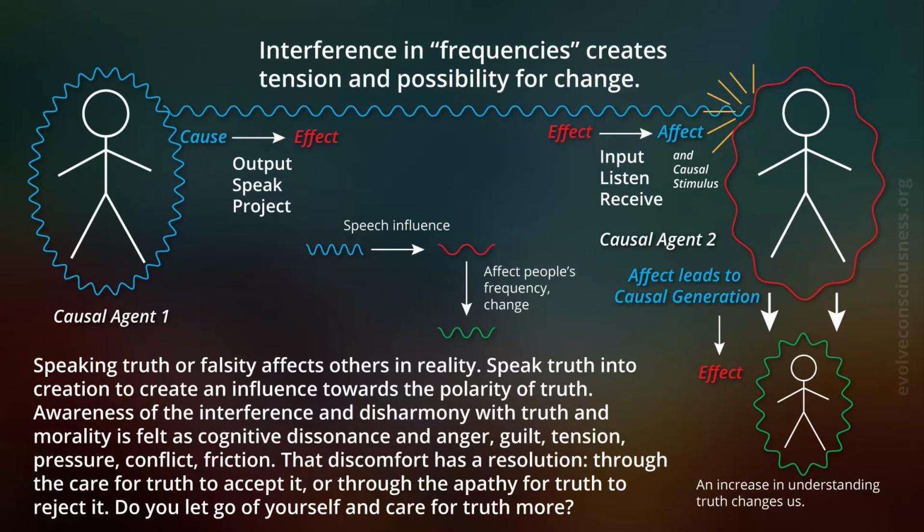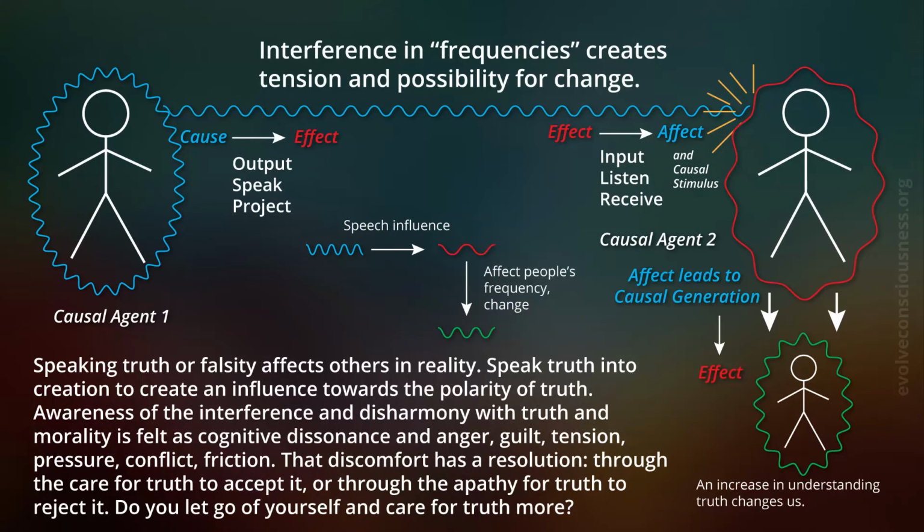Infographic number 4. This is just a more elaborate explanation of how it happens. The interference in frequencies creates tension and possibility for change. So the same thing: you create a cause. There's this causal stimulus to speak truth, and you speak it. That's the effect going out, the output that you project outwards. This speech has an influence and can affect people's frequency for them to change.